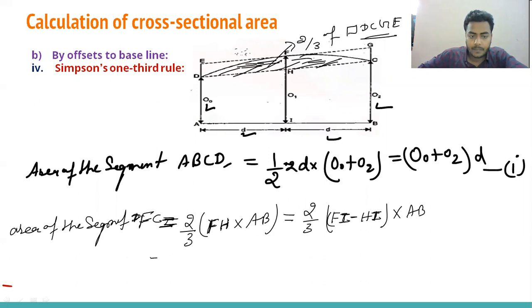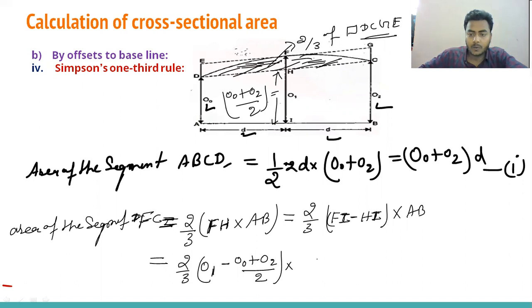Now 2 by 3. FI we have, that is the ordinate, and give it the name O1. Minus HI we can calculate, this will be the average of HI. This we can write here, that would be O0 plus O2 divided by 2. So we can write here O0 plus O2 divided by 2 into AB. AB is 2D. This is the second equation.